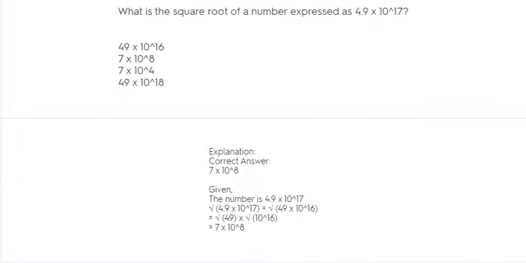What is the square root of a number expressed as 4.9 x 10^17? 49 x 10^16, 7 x 10^8, 7 x 10^4, 49 x 10^18? Explanation. Correct answer: 7 x 10^8. Given the number is 4.9 x 10^17, x equals 7 x 10^8.